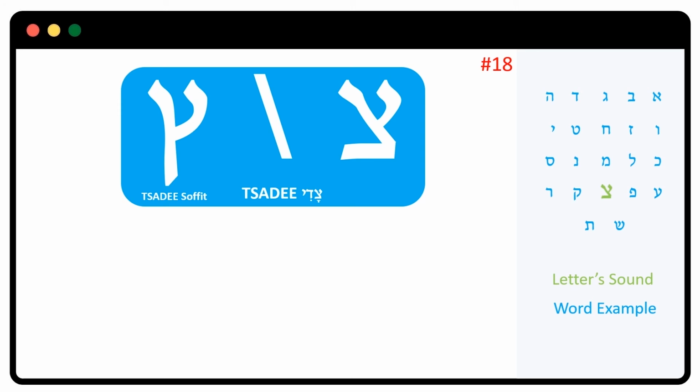However, the closest sound to the letter Tsadi in English is actually the syllable TS. It's like saying the T and the S back to back. At the beginning, it might feel a little hard to say it, but you will eventually be able to say it correctly with some practice.